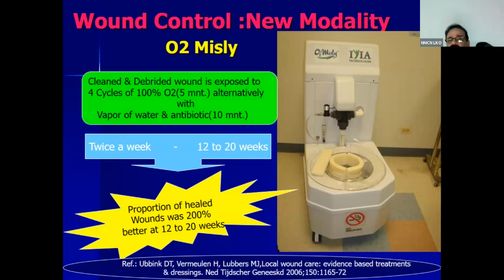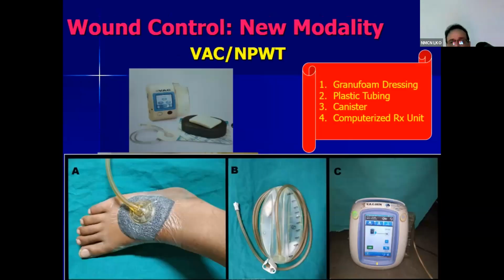Another new modality is O2 misli. In this, the cleaned and debrided wound is put in a jar or a canister, and the wound is exposed to 4 cycles of 100% oxygen for 5 minutes, alternating with vapor of water and antibiotic for 10 minutes. This therapy is given twice a week, and it has been found to be 200% more effective in comparison to the standard care of the wound. But this is not available in India.